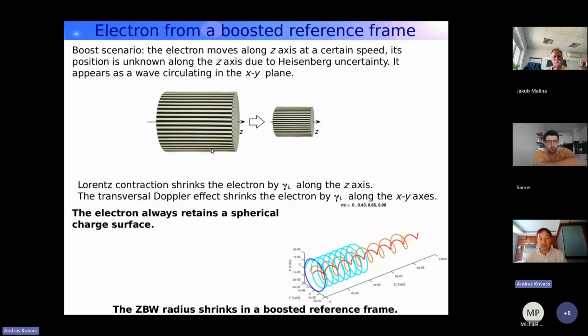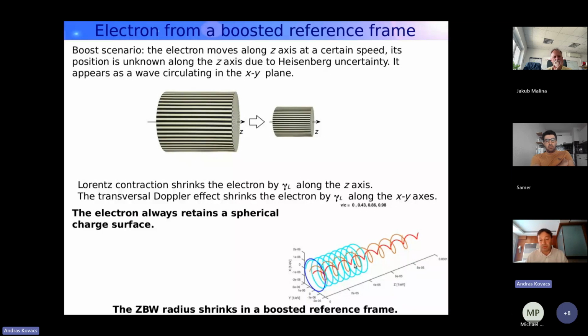The relativistic Doppler shift is again boosting by gamma L, but this transversal Doppler shift is boosting in the x and y directions. So the net effect of these two effects together is that from a boosted reference frame, the electron is isotropically shrinking by gamma L in all directions. So it retains a spherical charge surface, but it just becomes smaller.